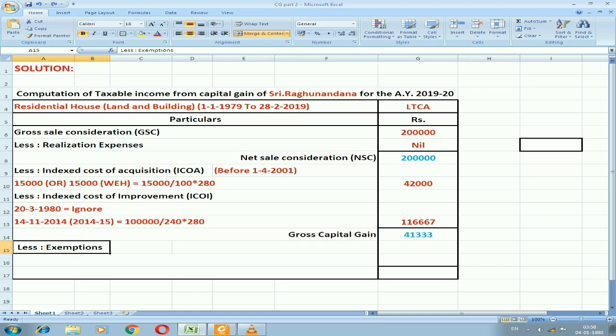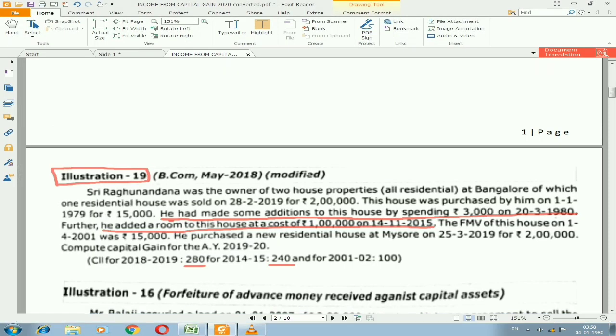Next we require the exemption, which we are supposed to deduct. For this we need to check in the illustration whether the assessee has made any new investment, a new purchase or any new deposit. In this illustration, the assessee purchased a new residential house at Mysore on 25/3/2019 for rupees 2 lakh. So this is the new investment or new purchase made by the assessee. Now let us check the conditions first. If the 3 conditions are satisfied, then we can calculate the exemption portion.